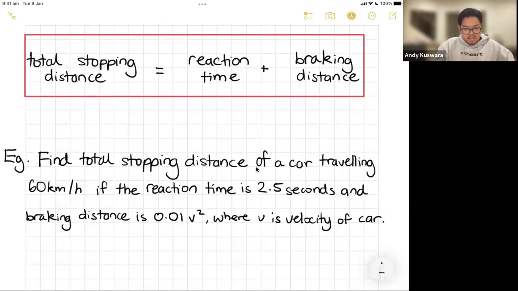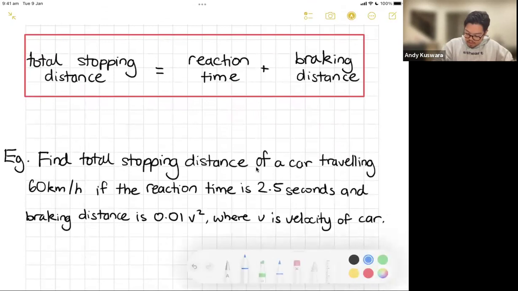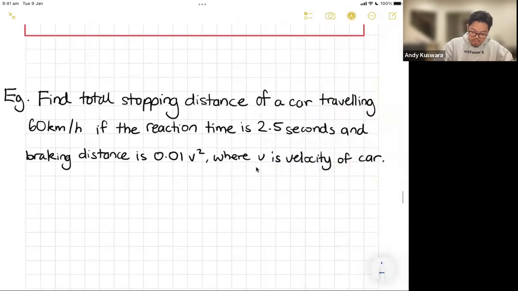So for example, it'll look like this. Find the total stopping distance of a car traveling 60 kilometers per hour if the reaction time is 2.5 seconds and the braking distance is 0.01 v squared, where v is the velocity of the car. Okay, so let's talk about your reaction time because I want your total stopping distance. So let's start with the reaction time. And real quick, my reaction time, I'll call it RT, is 2.5 seconds. And I need to remember that I'm initially traveling 60 kilometers per hour.